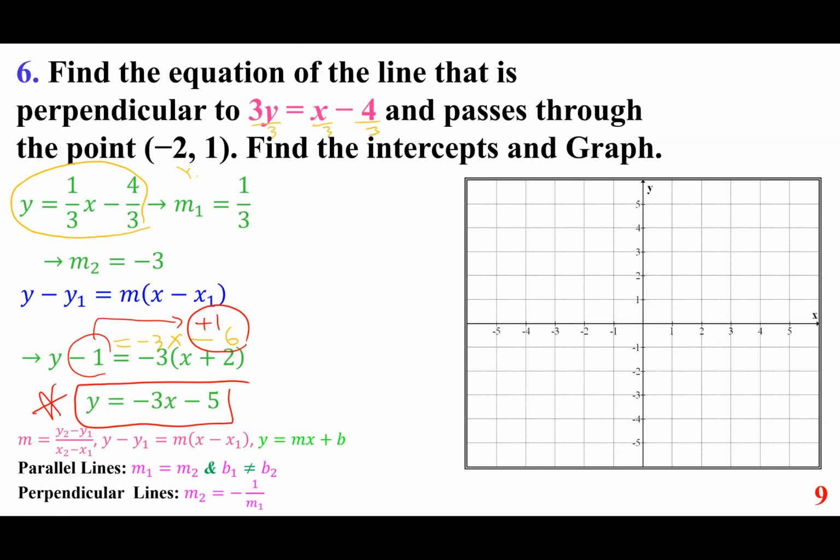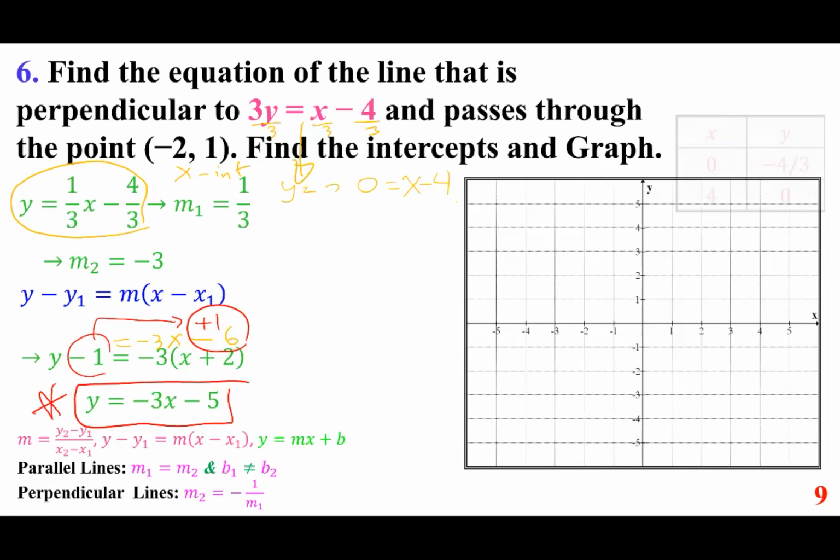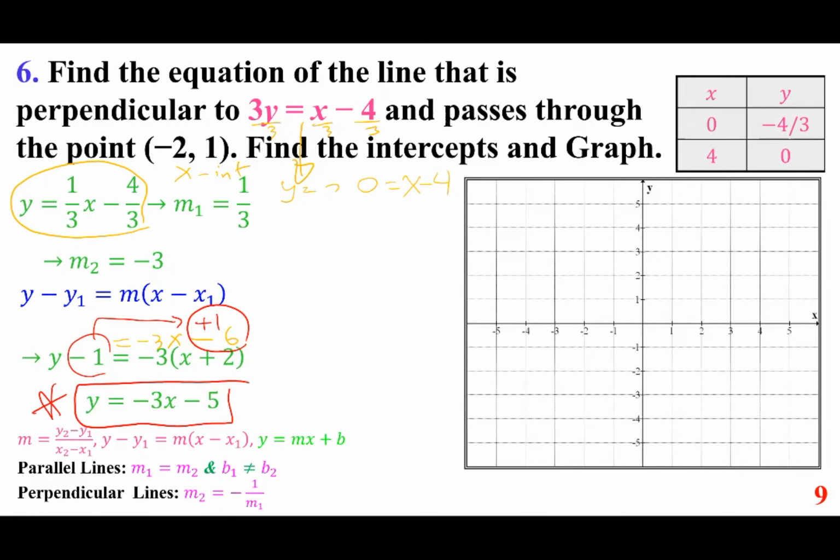If you want to find the x-intercept, you can use that formula or you use this formula. It may be easier that way, because if you want the x-intercept, you set y equal to 0. And therefore 3 times 0 is x minus 4. X becomes 4. And so this is the x-intercept, and this is the y-intercept. Very simple.